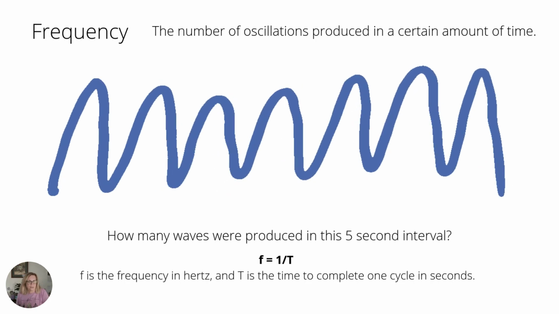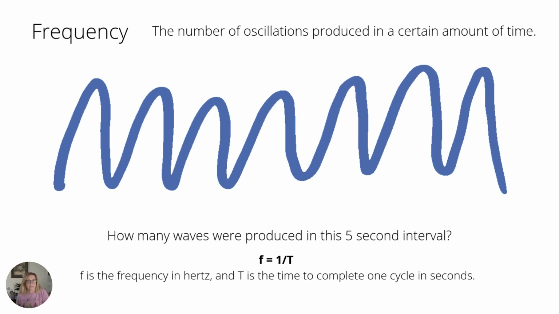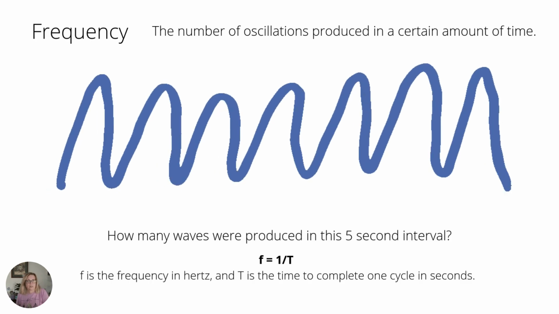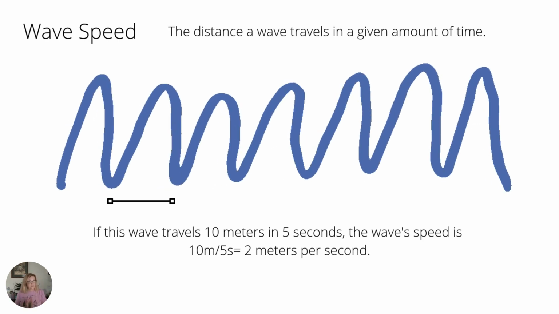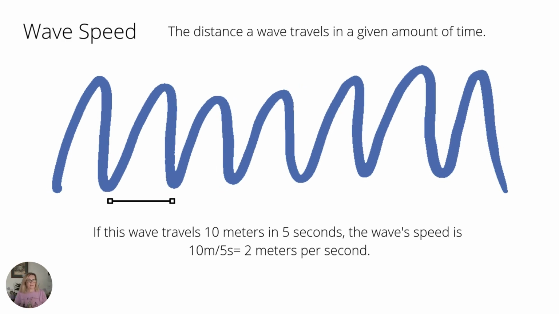So that's how we measure it. And time is the time it takes to complete one cycle, and we measure it in seconds. Wave speed is a little different formula, but they're very similar.